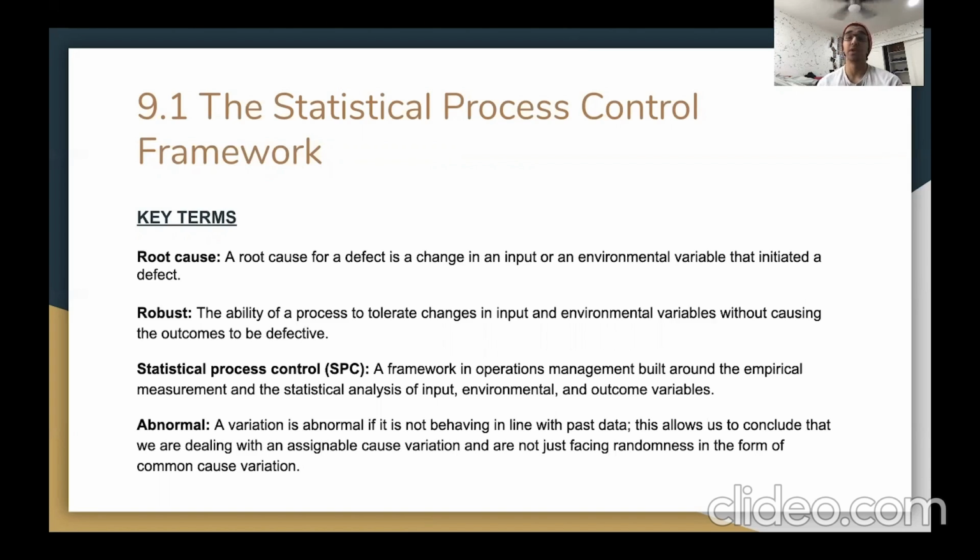Statistical Process Control, or SPC, is a framework in operations management built around the empirical measurement and the statistical analysis of input, environmental, and outcome variables. Abnormal is a variation that is not behaving in line with past data and allows us to conclude that we are dealing with an assignable cause variation and are not just facing randomness in the form of common cause variation.